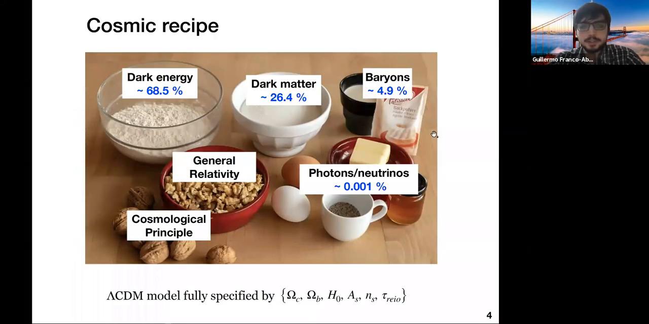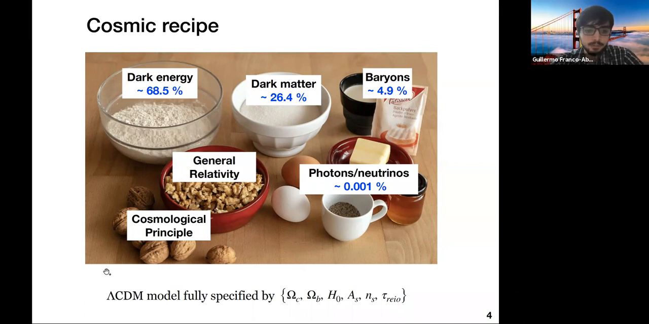The last years of observations have led to establish a concordance model in cosmology, which is called ΛCDM, whose main ingredients are big amounts of dark energy and dark matter, and also some tiny amounts of baryons, photons, and neutrinos. This model also has two important assumptions. One of them is that the universe is isotropic and homogeneous on very large scales. This is the cosmological principle. And it also assumes that gravity is correctly described by general relativity.